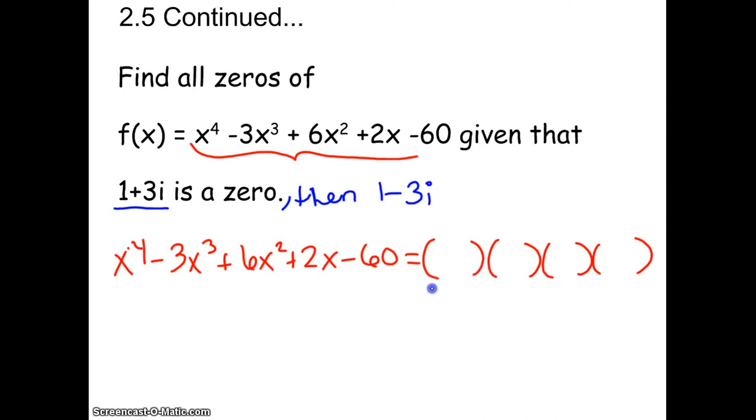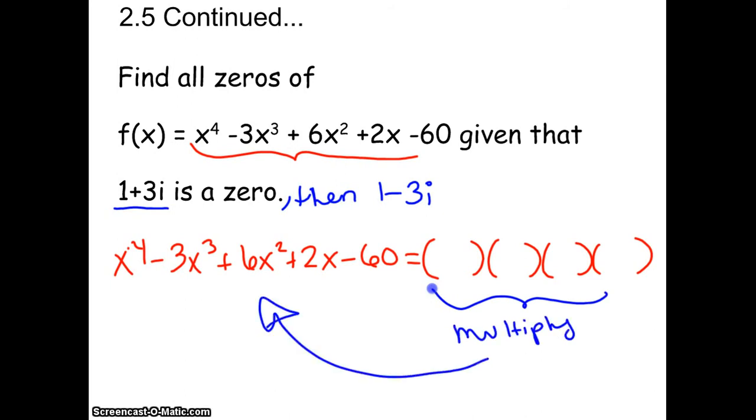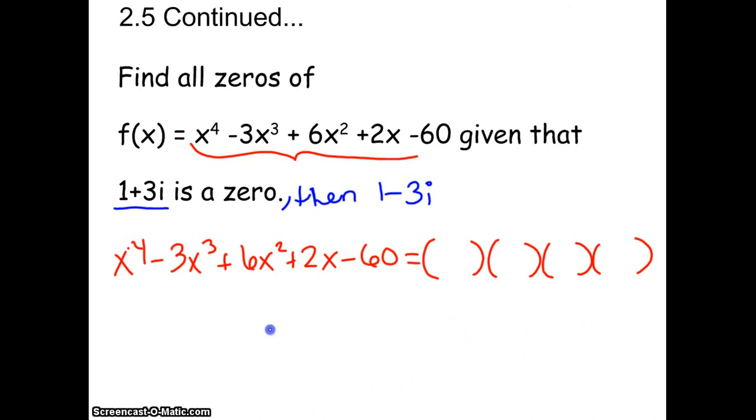If I were to multiply all of these factors, then that means I would get that polynomial. Okay? Well, I already know 2 of the factors. 2 of the factors are with the 2 given solutions, x minus parentheses 1 plus 3i. I'll make that bigger in a minute. X minus 1 minus 3i. Okay, but I don't know what these 2 are.